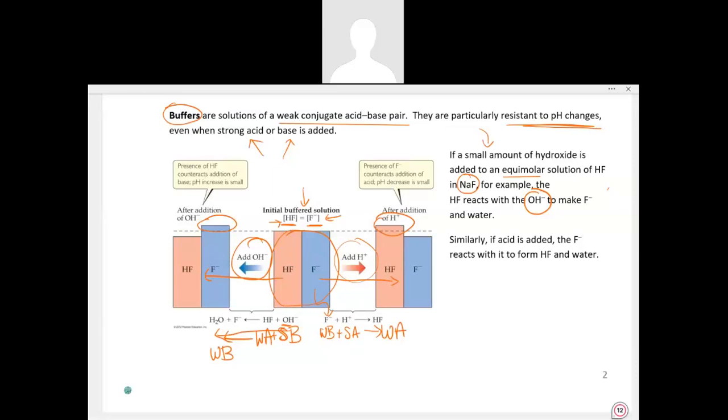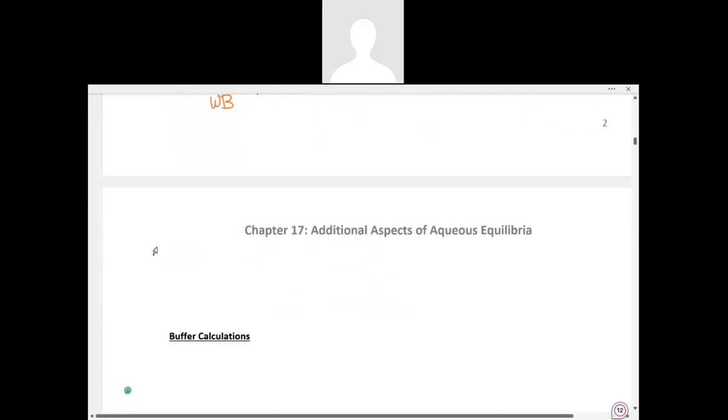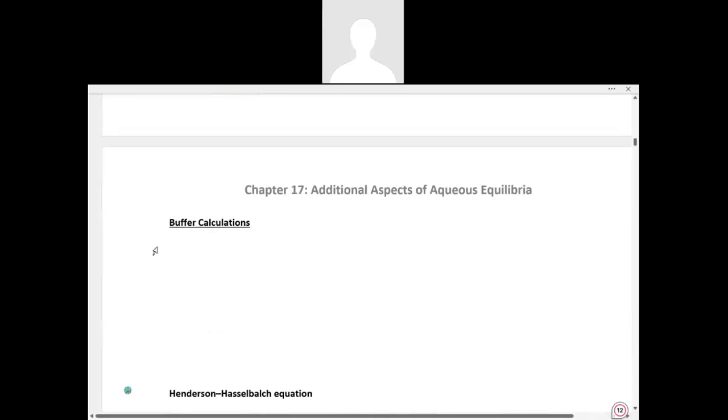That's what this buffer system is really good at doing. It's good at consuming hydroxide or hydronium ions and rebalancing things out so the pH barely changes. There'll be some slight indication of change, but not a drastic change as we would normally see without a buffer in place. Whenever we have to do buffer calculations, we're going to use something called the Henderson-Hasselbalch equation. The name is given down below.